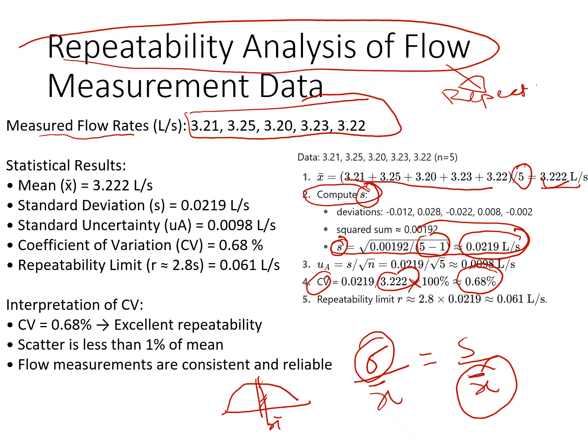So you are getting readings very close to the mean value. That's how you can say, based on the value of the coefficient of variation, the data are very much repeatable. Excellent repeatability means the scatter is less than 1% of the mean, so the flow measurements are consistent and reliable. That's how you make your decision in relation to the coefficient of variation.